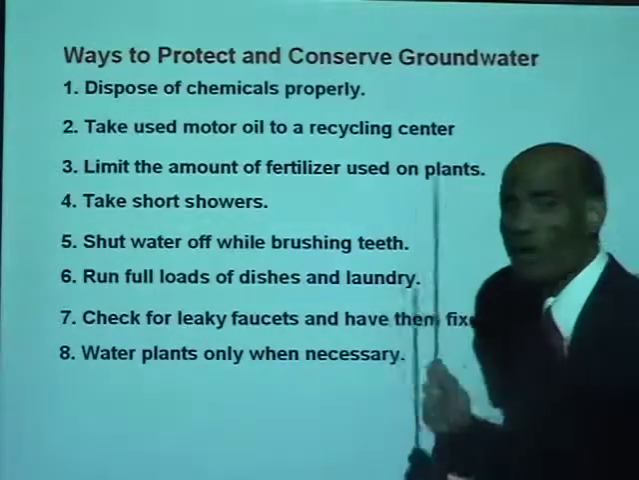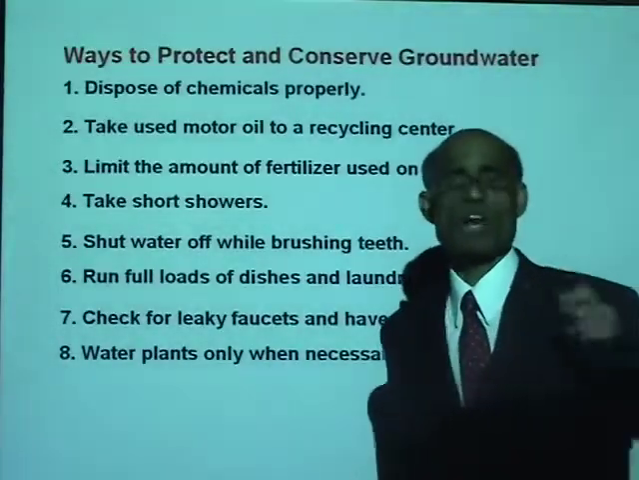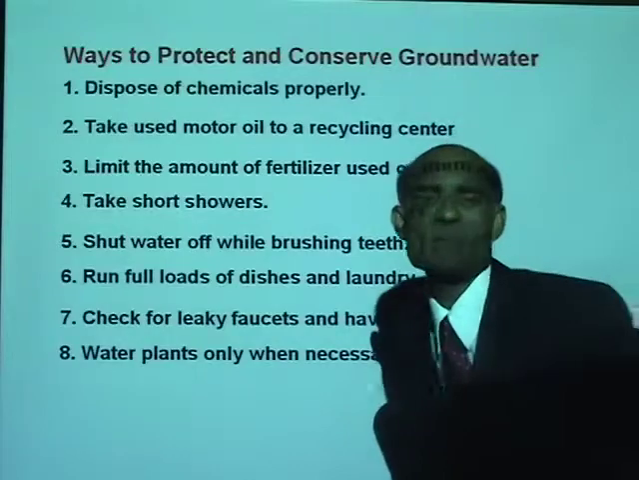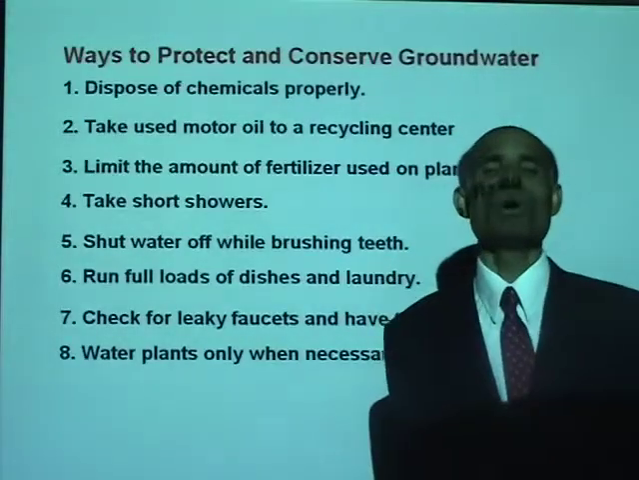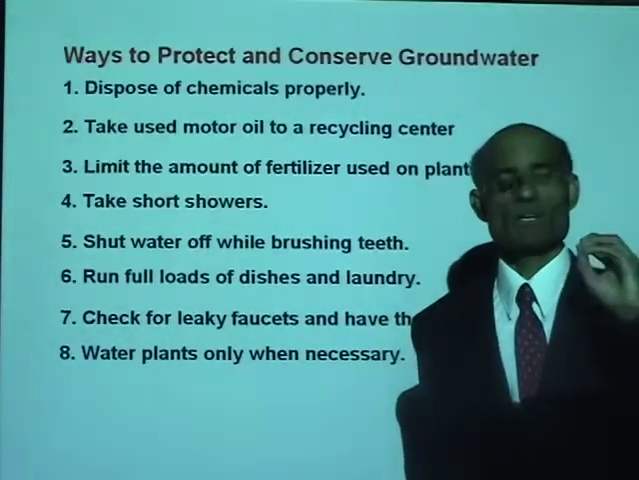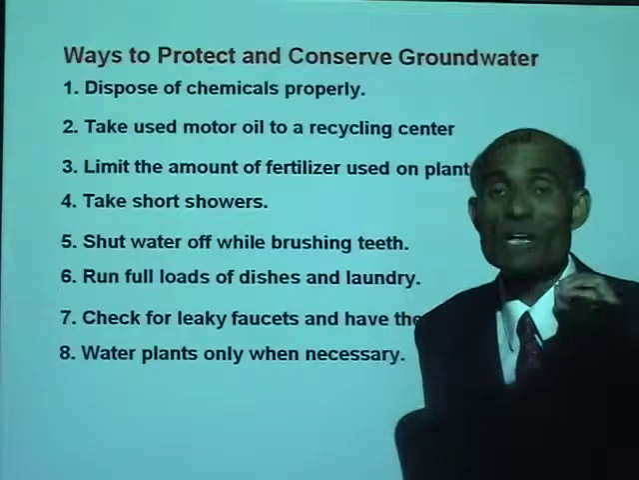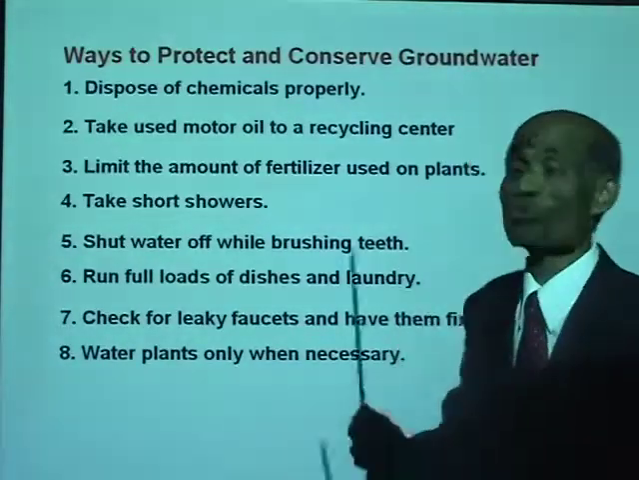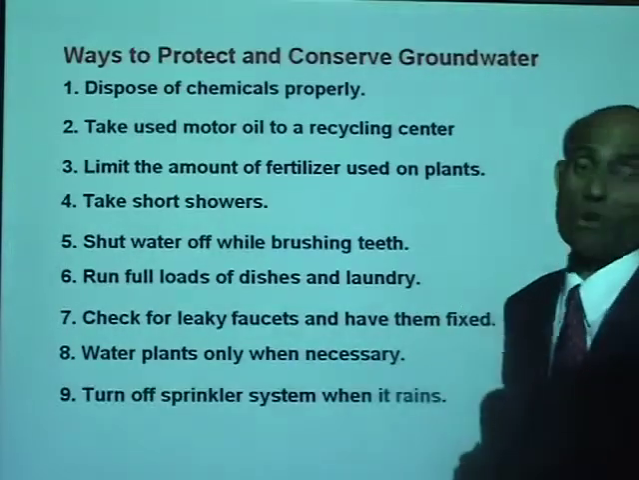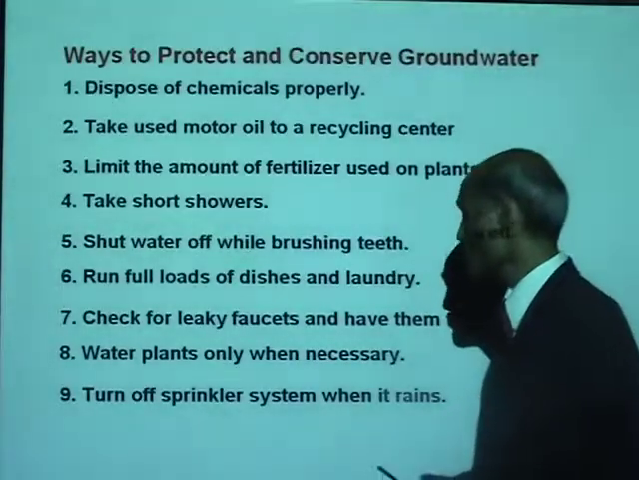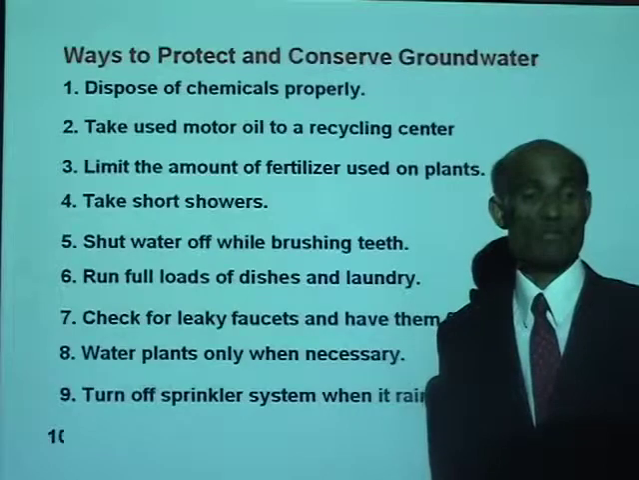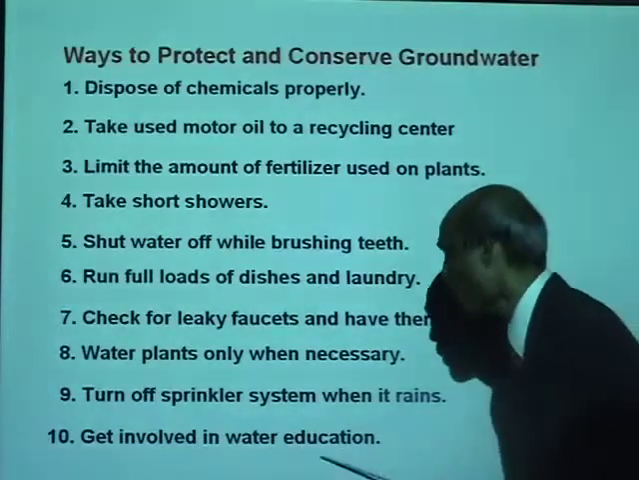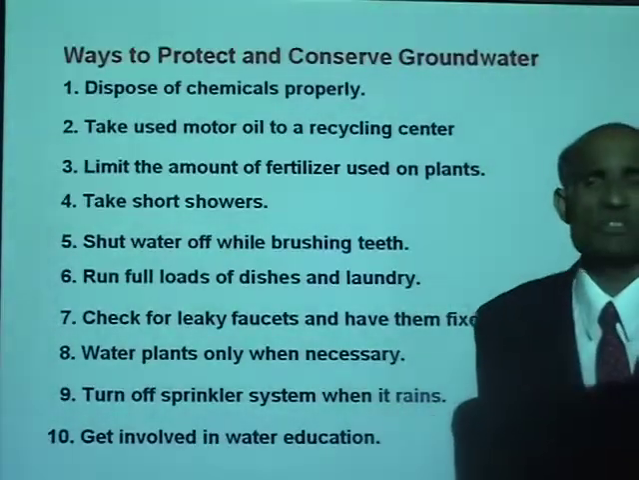Water plants only when necessary. Do not open the hose pipe and leave it under a tree and go away. All right? Water only when necessary and to the minimum amount required to keep the plant growing. Turn off the sprinkler system when it rains. And get involved in water education.